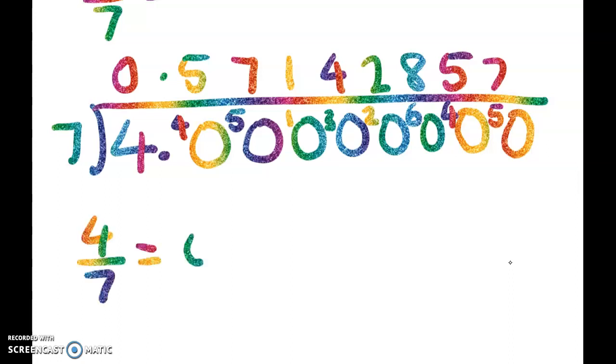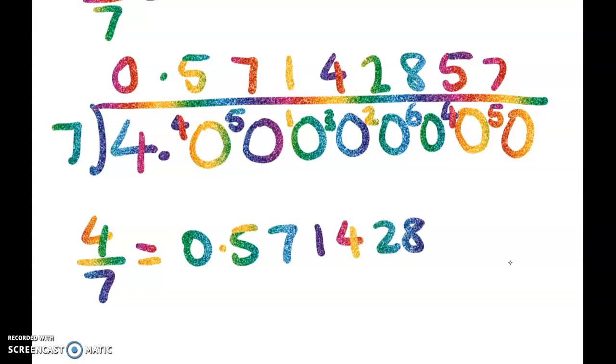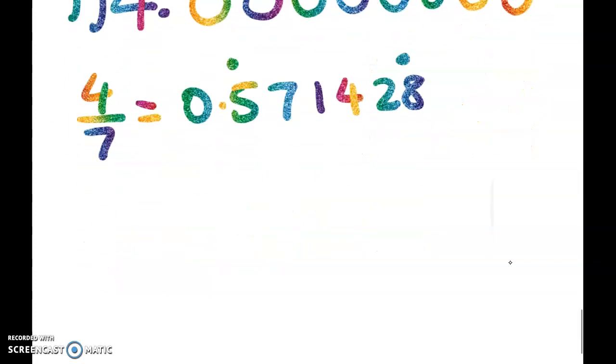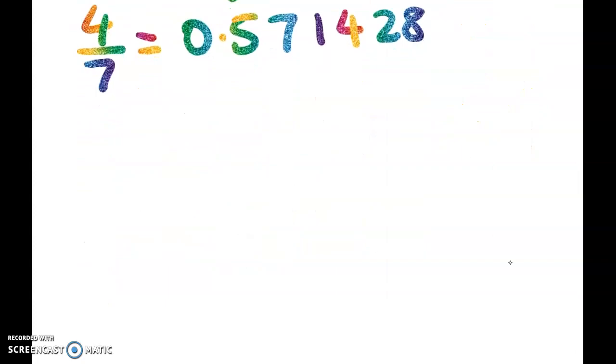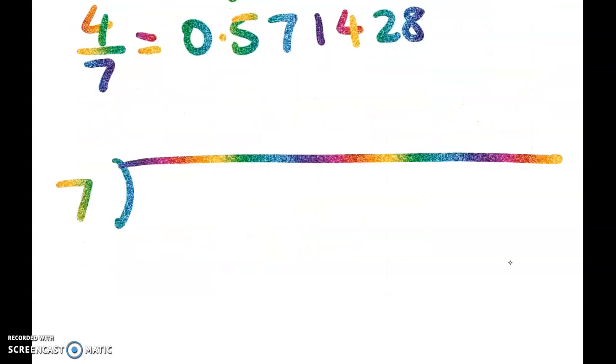So 4/7 is equal to this, 0.571428, with the dots over that and that. 5/7 is very similar, right? So how many times does 7 go into 5? It goes no times. I've got 5 left over.